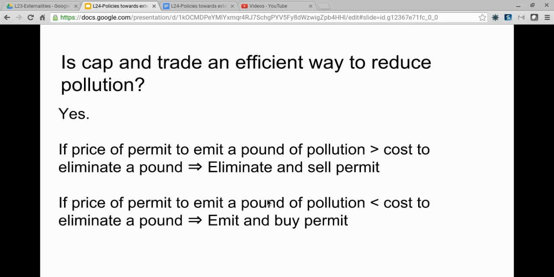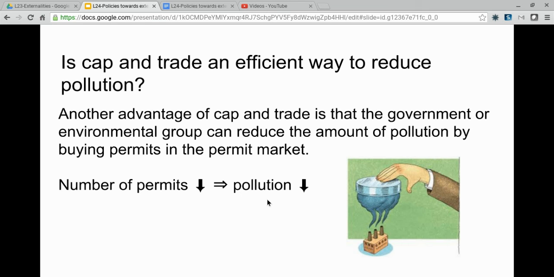Another advantage of cap and trade is the government can reduce the amount of pollution by buying permits in the permit market. Anyone, government or an environmental group, can reduce pollution by going in and buying permits and simply not using them. As the number of permits decreases, the amount of pollution also decreases.